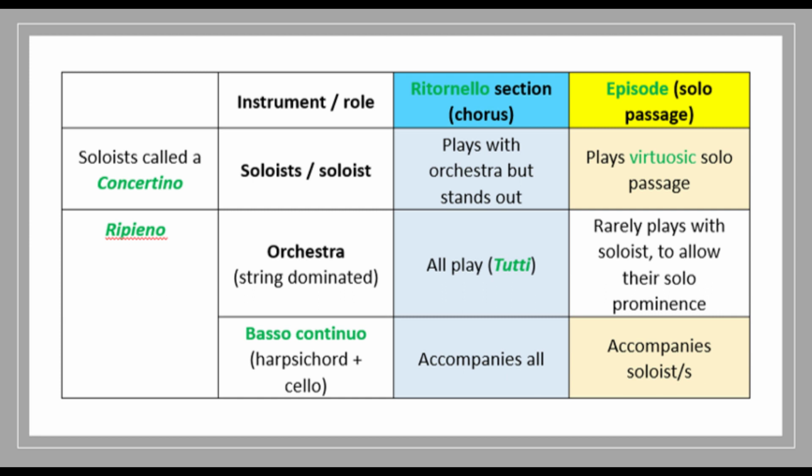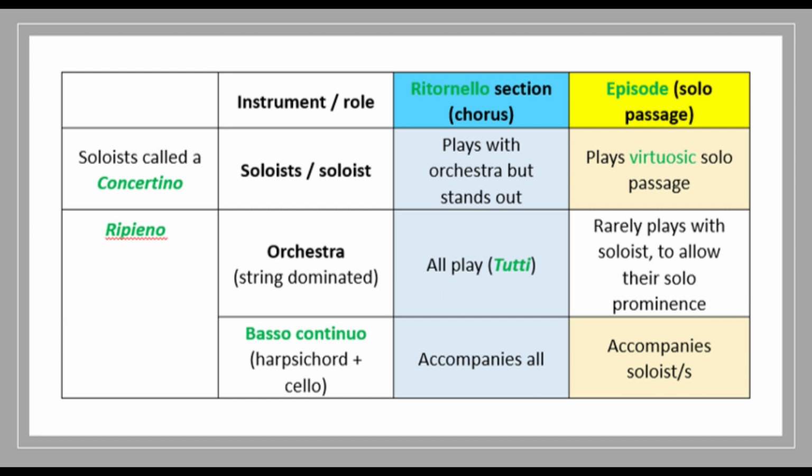So within the Ritornello sections and the episode sections, so throughout the piece, you have your rows which show you which instruments you have. So you will always have in a concerto either one soloist or a group of soloists, and when there's a group, it's a concerto grosso, and that group is called the concertino.